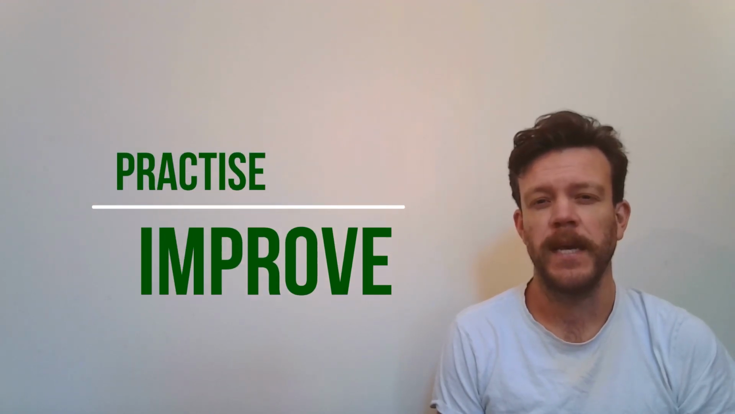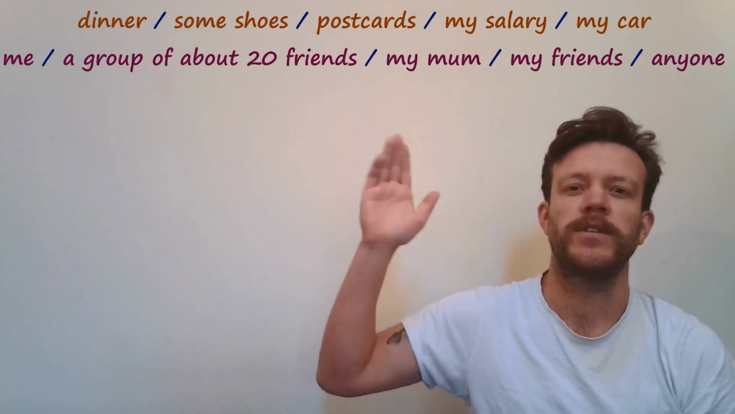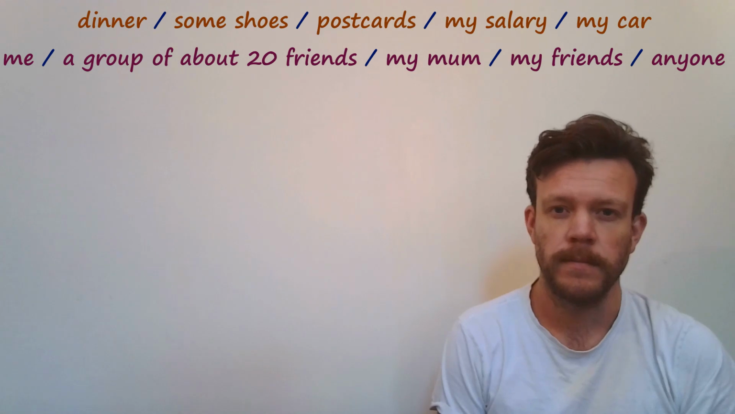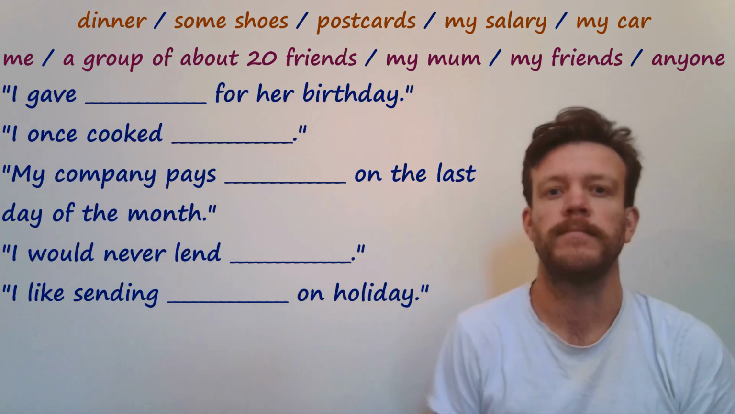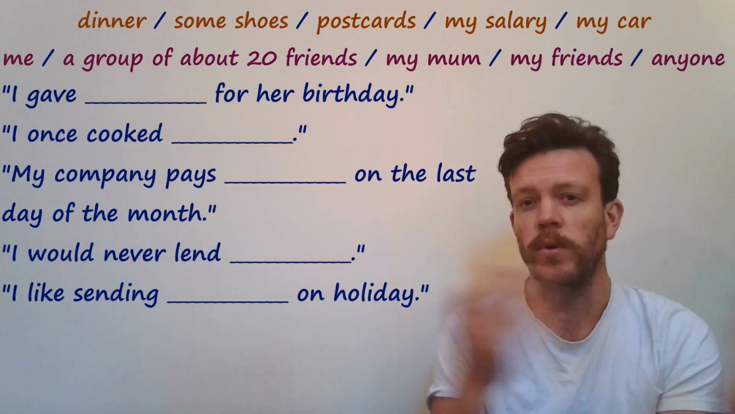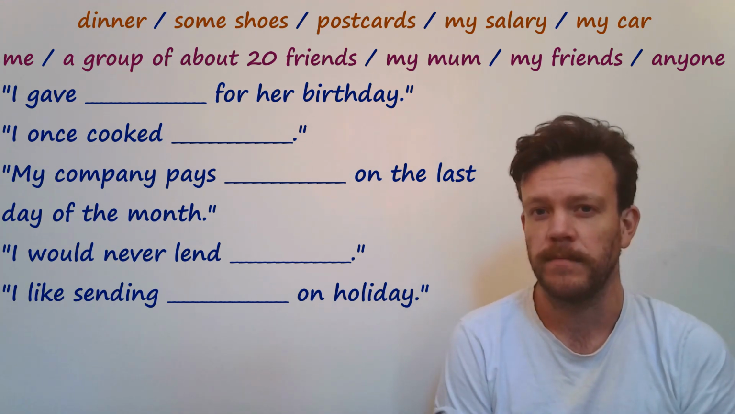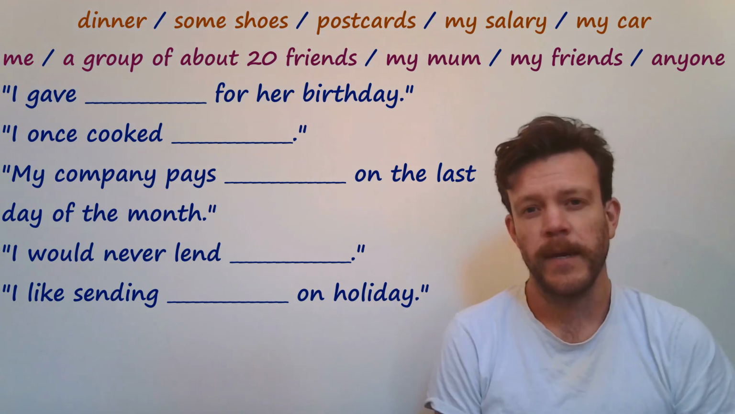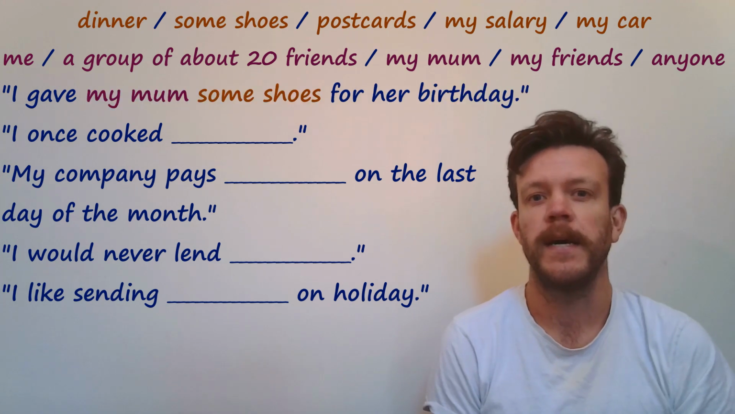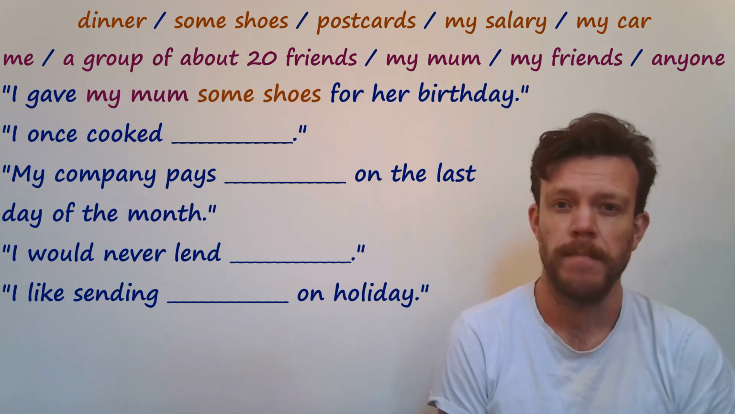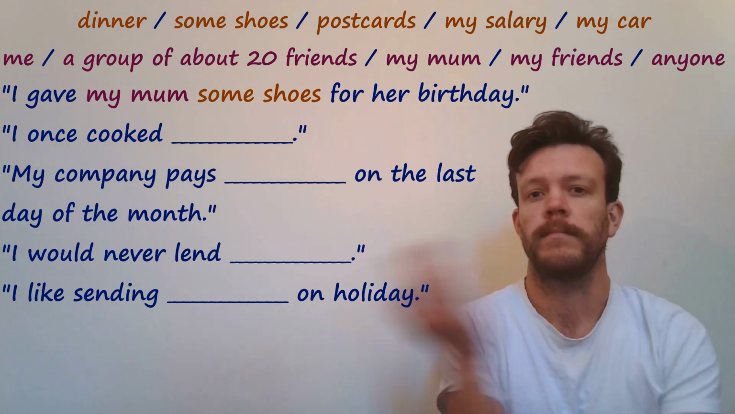Now let's practice and improve. Just pause the video and put the direct objects in brown and the indirect objects in purple into these sentences. You can put them in either order, unless it's one of the rules we just discussed. And well done. If you said, I gave my mum some shoes, or I gave some shoes to my mum for her birthday, either order is fine.